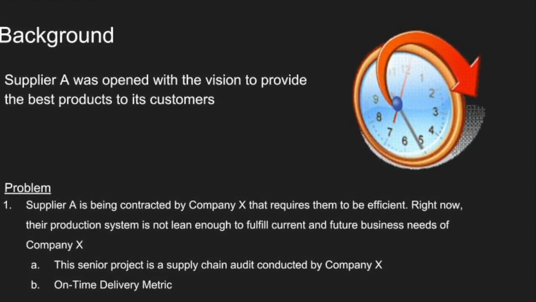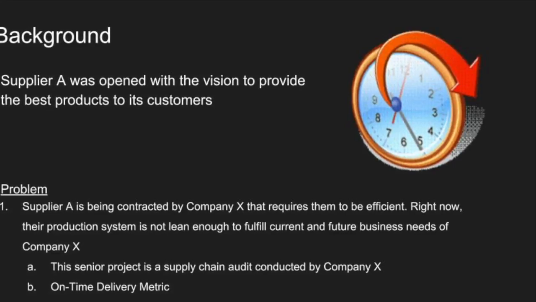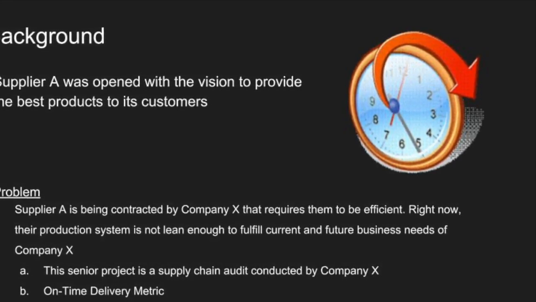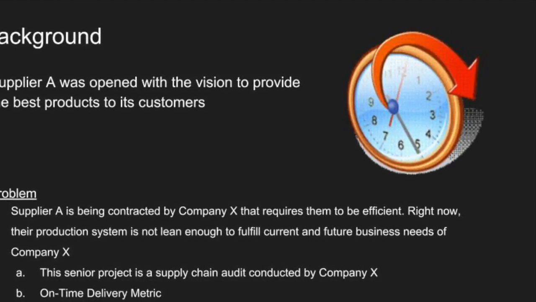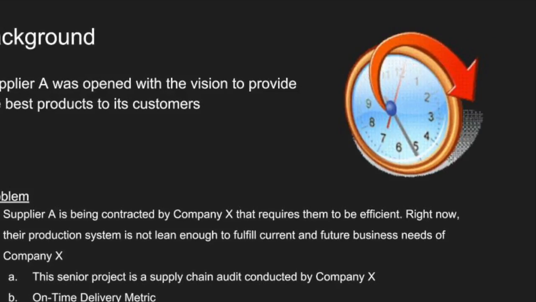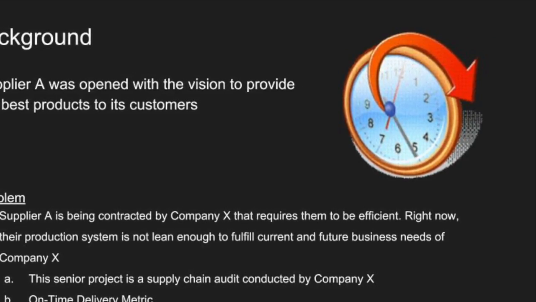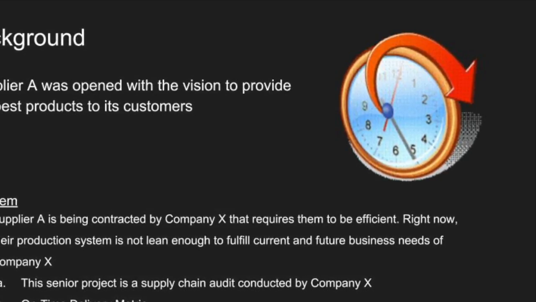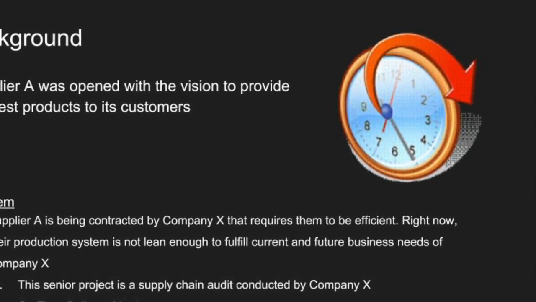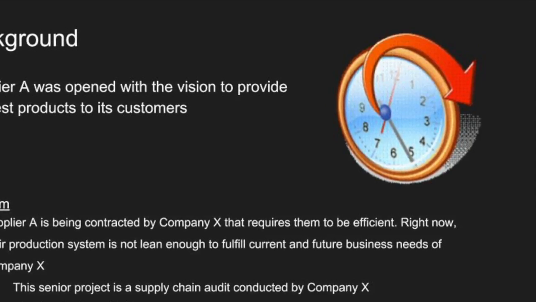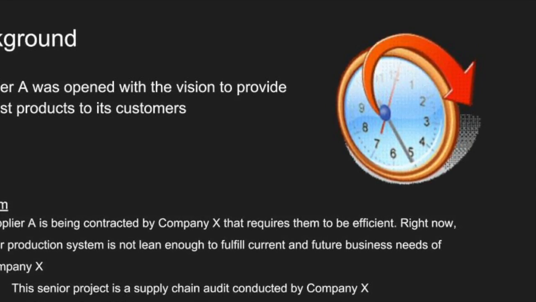The background of the project is that Supplier A is being contracted by Company X, which requires Supplier A to be efficient. Right now, Supplier A's production system is not lean enough to fill current and future business needs of Company X. The metric I will be using to measure Supplier A's performance is whether or not their deliveries to Company X are on time. I was part of Company X's team to ultimately audit Supplier A's supply chain and evaluate them as a supplier.